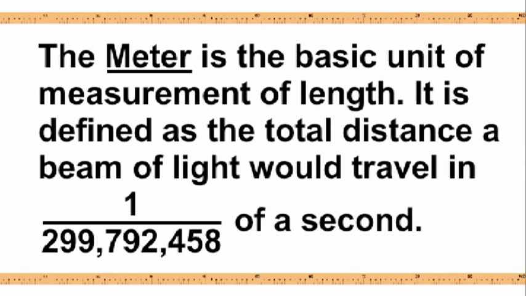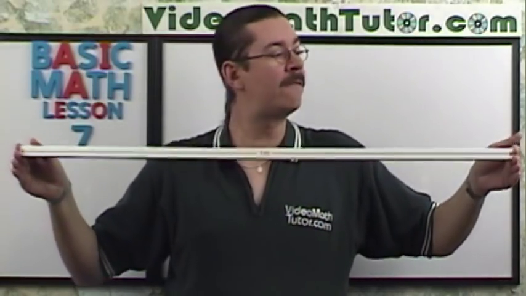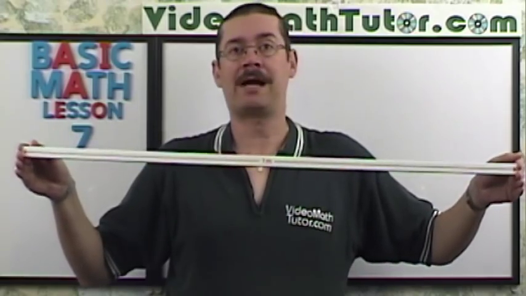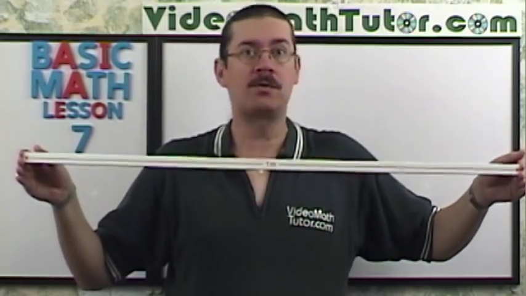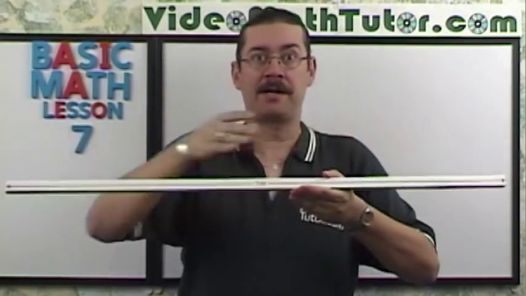The meter is the basic unit of measurement of length. It is defined as the total distance a beam of light would travel in 1/299,792,458 of a second. Now here's a standard meter. Again, you can find something like this in your school or perhaps a department store or an office supply store. It gives you a pretty good idea of what the length is right here.